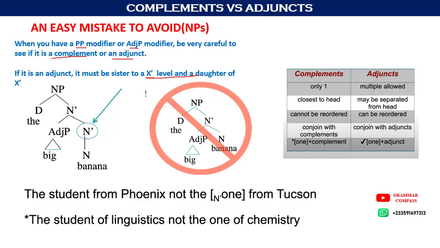So most of you make the mistake because of our phrase structure grammar rules. Whenever you are drawing trees like this in the X-bar, you forget to bring a bar level over here, and then you make the adjective phrase a sister to the N. If you do that, then it is wrong. So always make sure that if you have an adjunct, it is a sister to an N-bar and a daughter of an N-bar. Do not make this mistake.